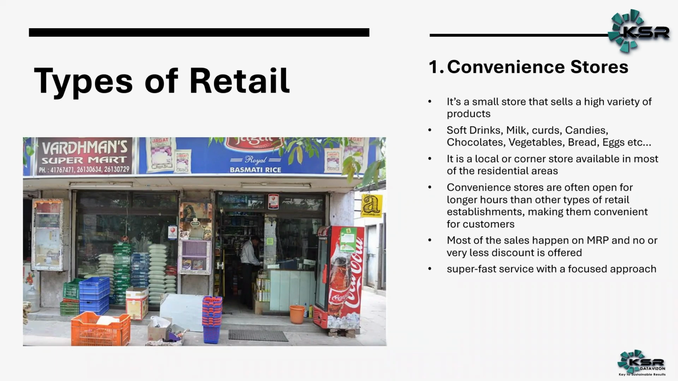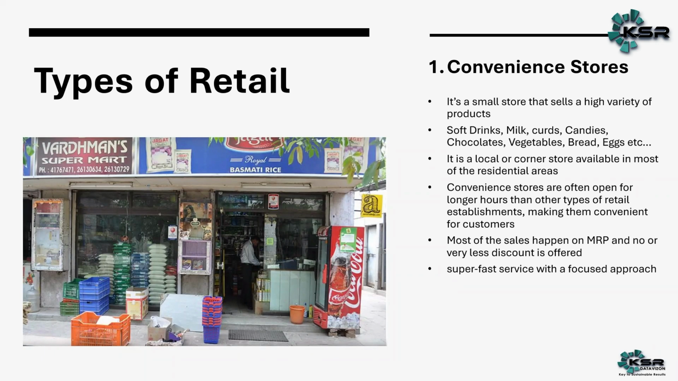Now, what is the advantage of having this convenience store? The biggest advantage is that a convenience store operates longer hours than any other type of retail. If you go to a mall, they have strict operations from 10 o'clock to 9 o'clock. But any shop nearby starts its day from 6 o'clock, sometimes 7 o'clock, and closes by 11 or 12 o'clock. So the idea is longer working hours for them.